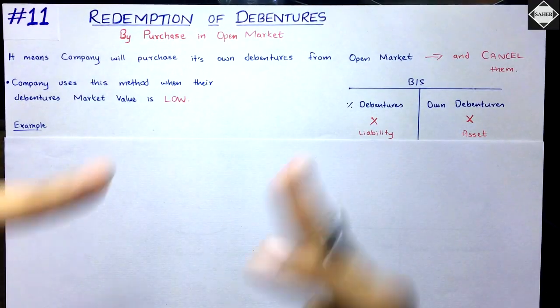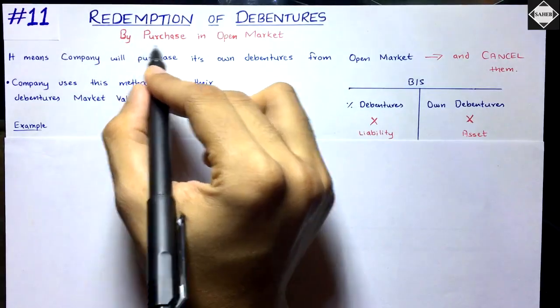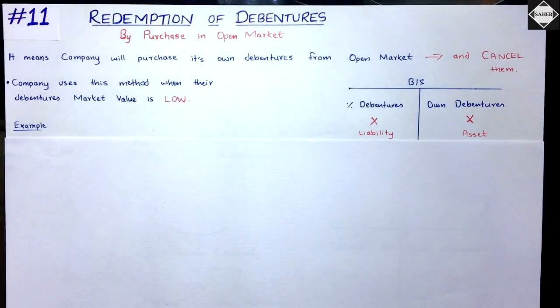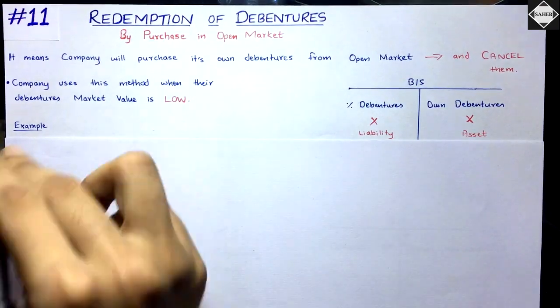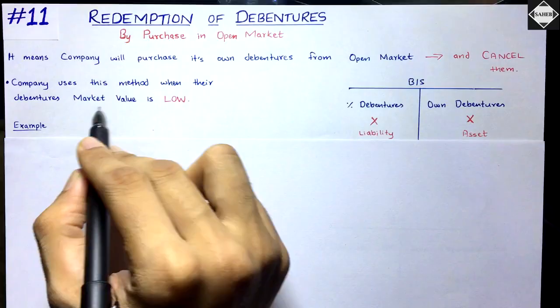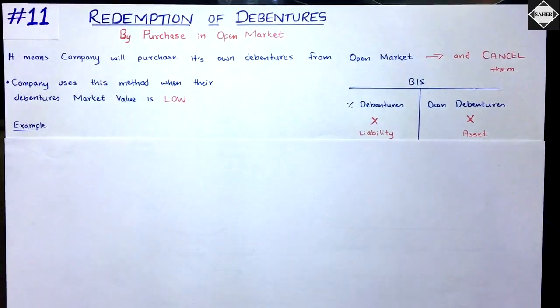And now when the company will go for this method of redemption, purchase in open market, that's when the market value of the debenture is below the face value. Company uses this method when the debenture's market value is low. Now let's take an example to understand this.